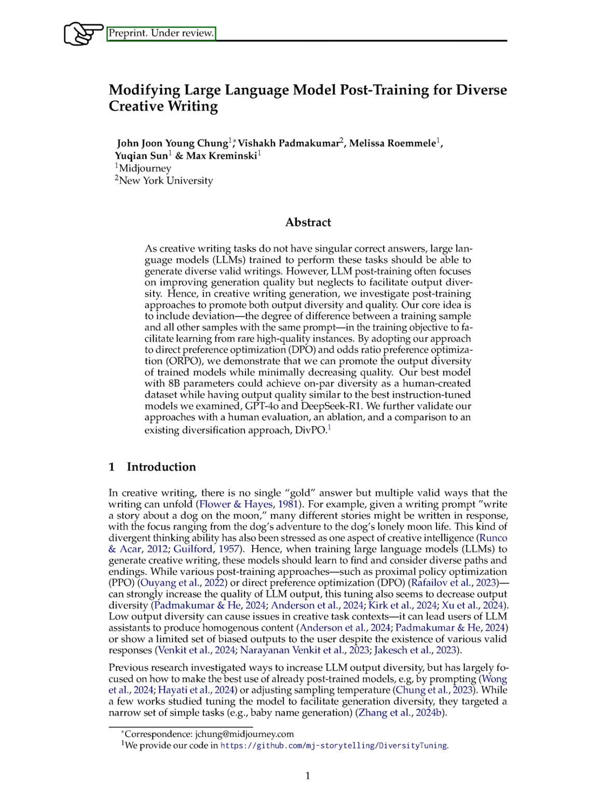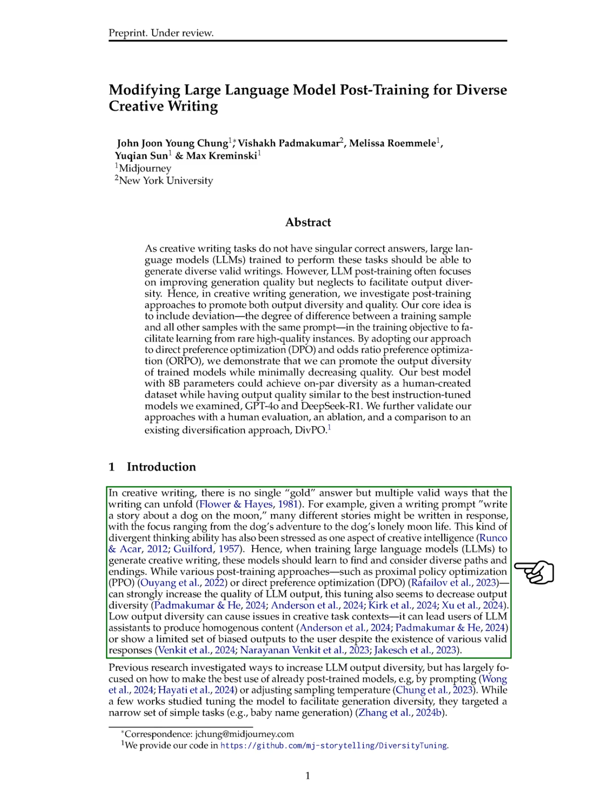Section: Introduction. In this section, we discuss the nature of creative writing, emphasizing that there isn't just one correct way to respond to a prompt. For instance, if we are given the prompt, "Write a story about a dog on the moon," we can create many different stories, focusing on various aspects like the dog's adventures or its feelings of loneliness. This ability to think divergently is a key part of creative intelligence.